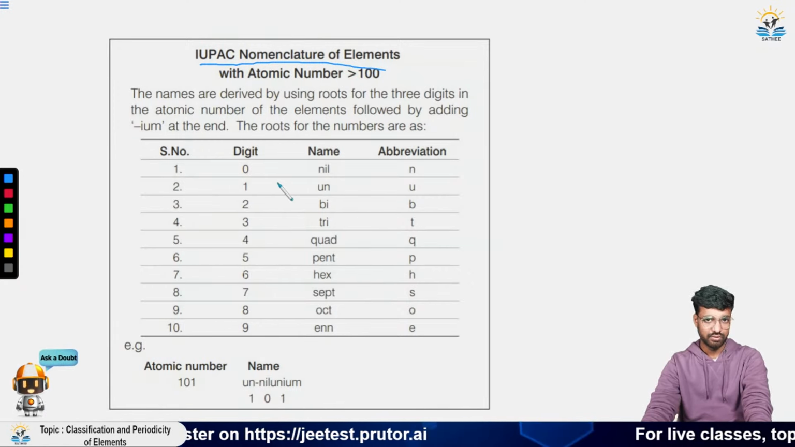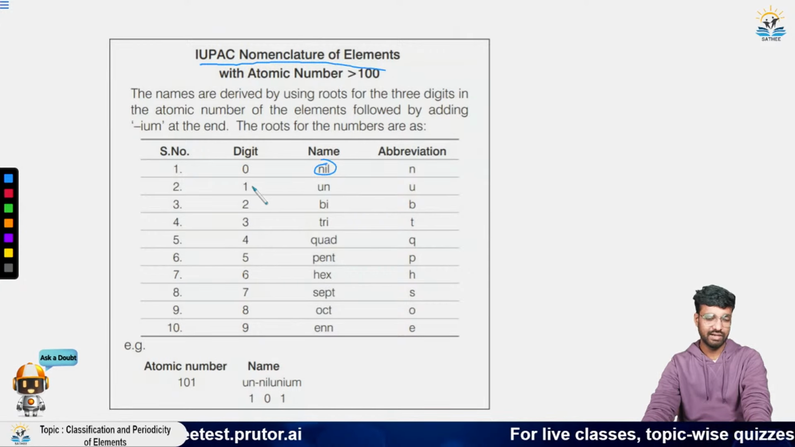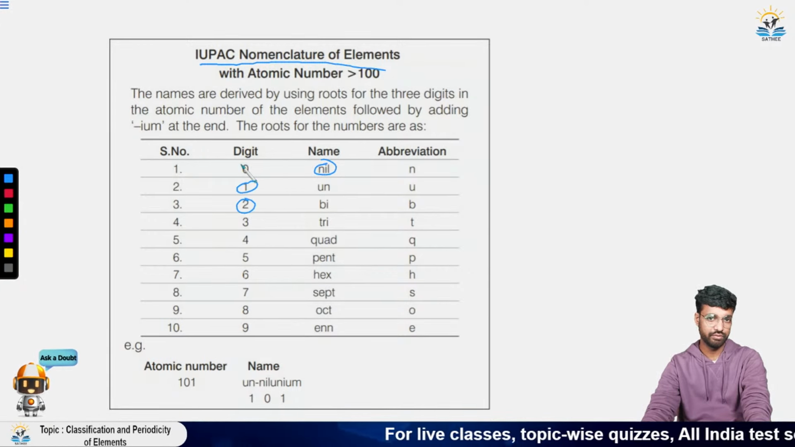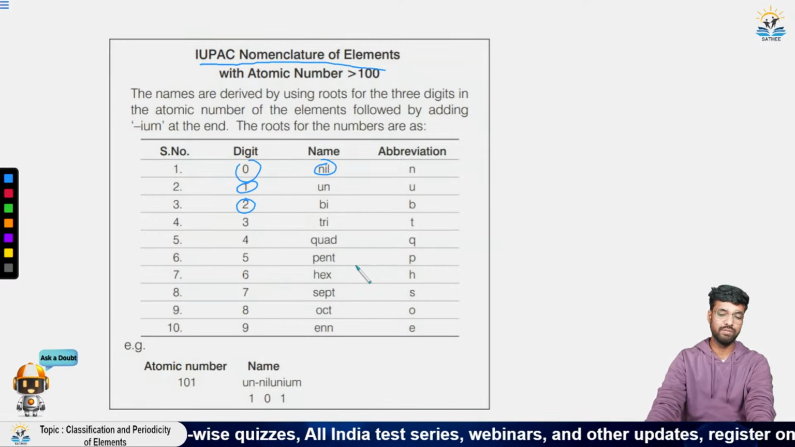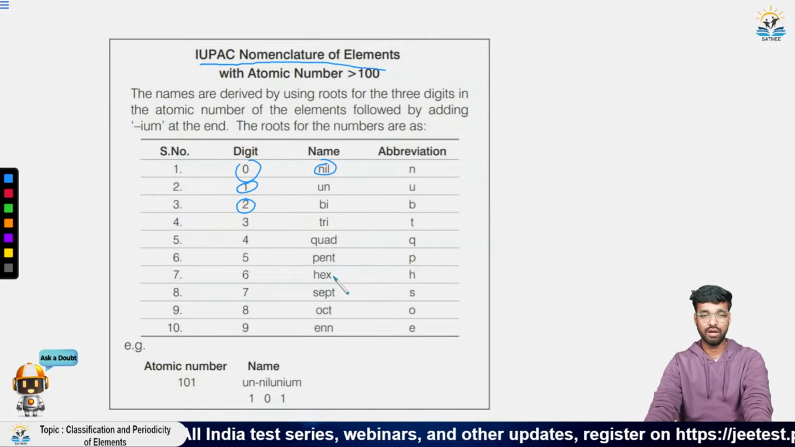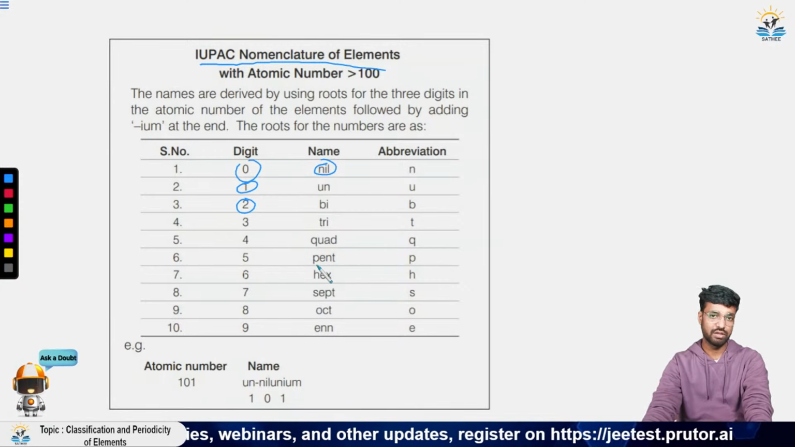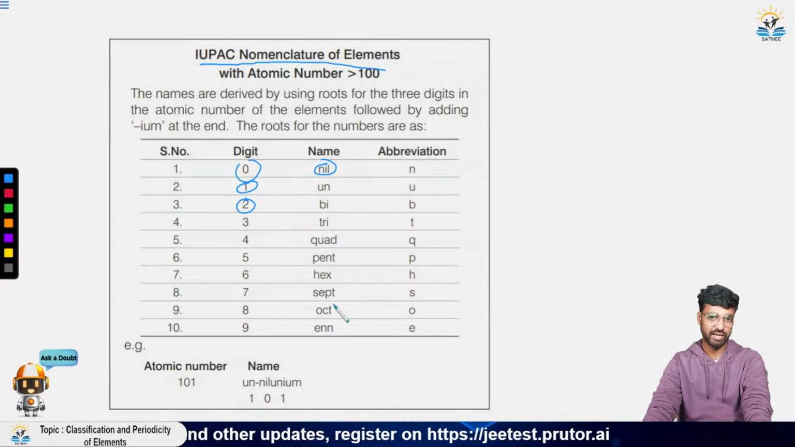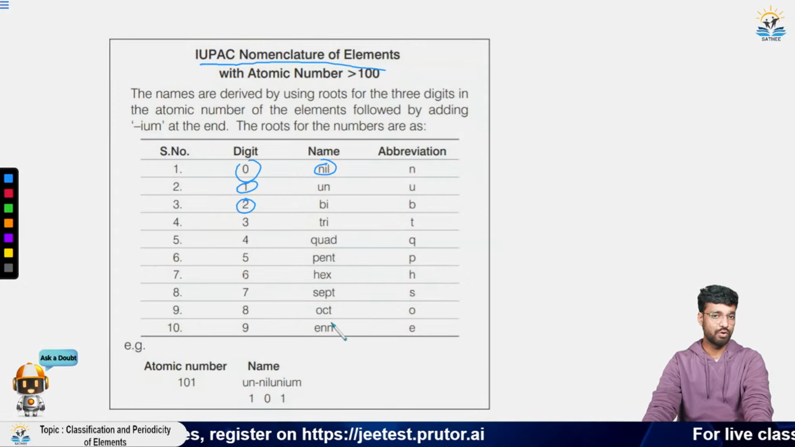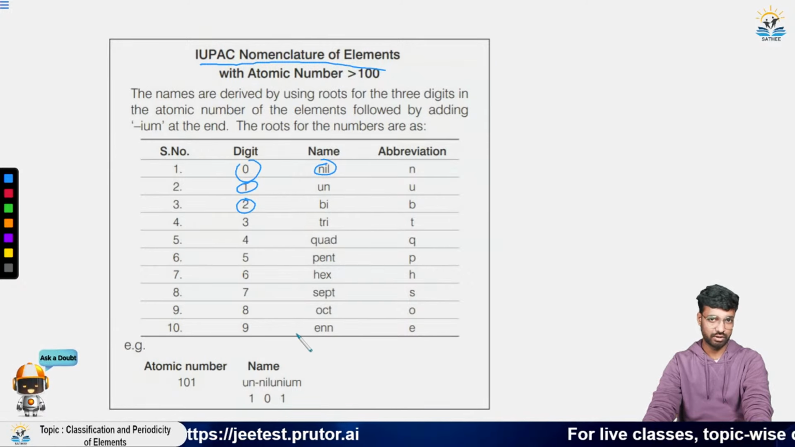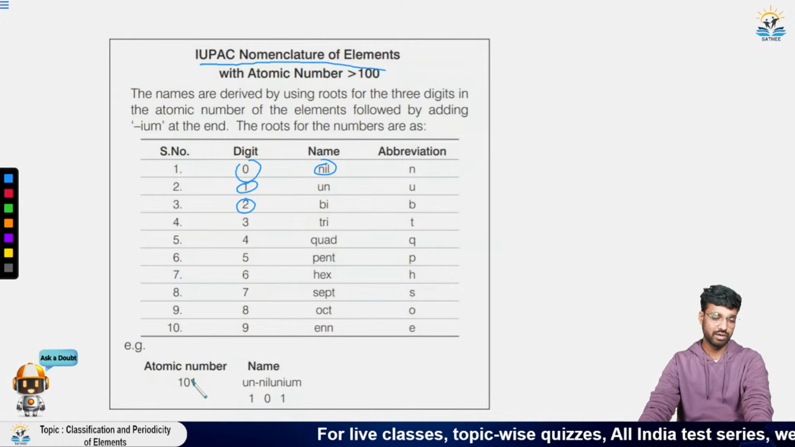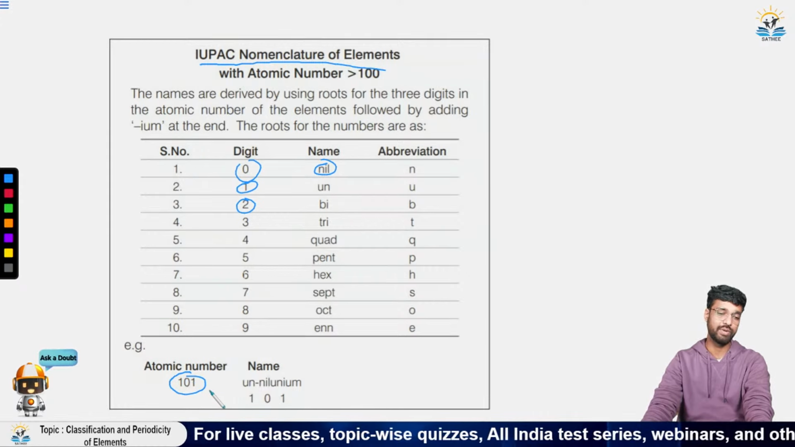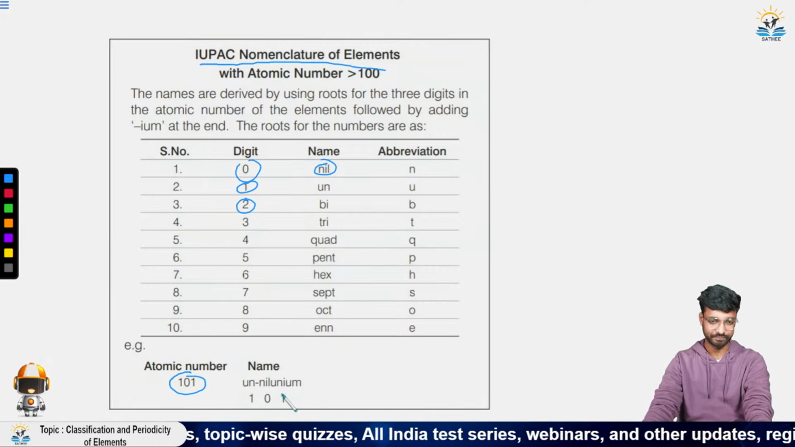We have a unique code related to each and every number. For 0 we have nil. Then for 1 it is un, then bi, tri, quad, pent, hex, sept, oct, and en. You have the same or a similar type of coding for organic compounds also. Now, how do we name a compound after 100? Suppose we have an element with atomic number 101. How will we name it?